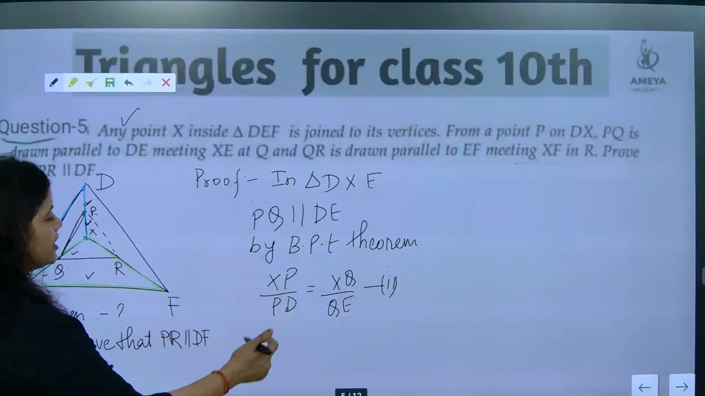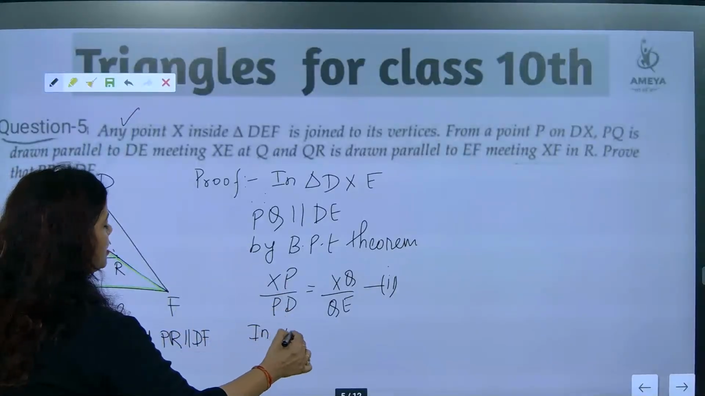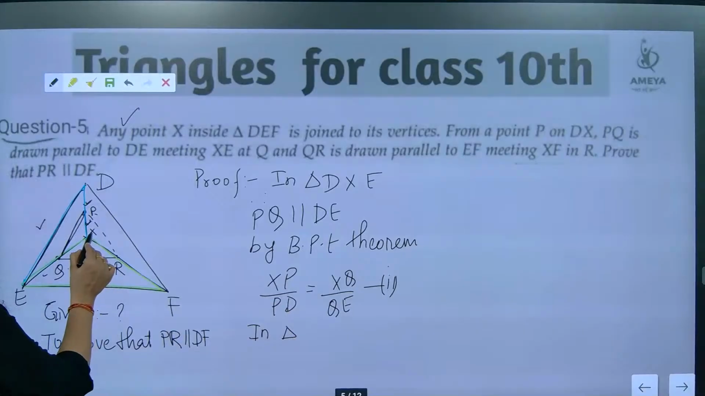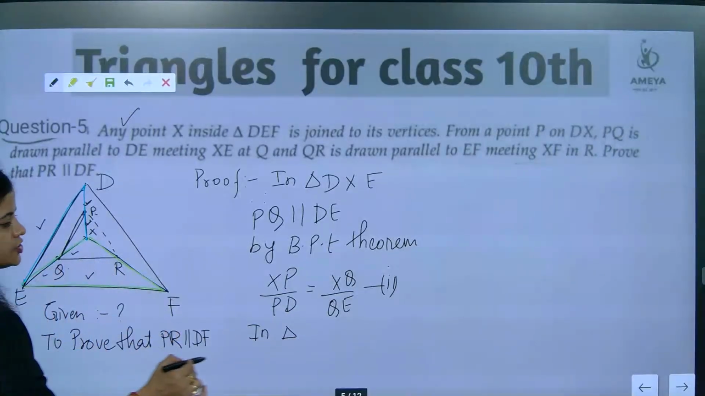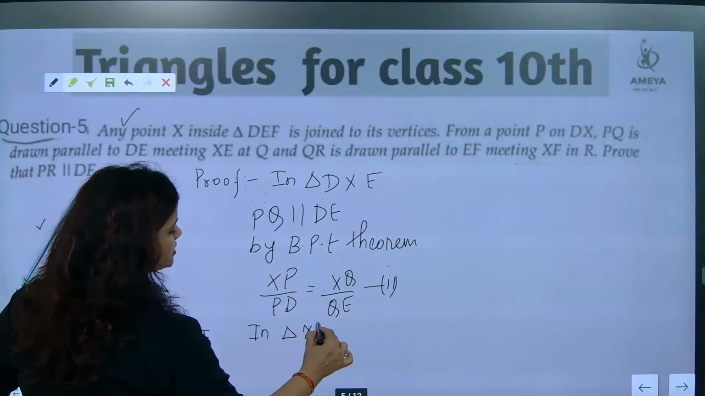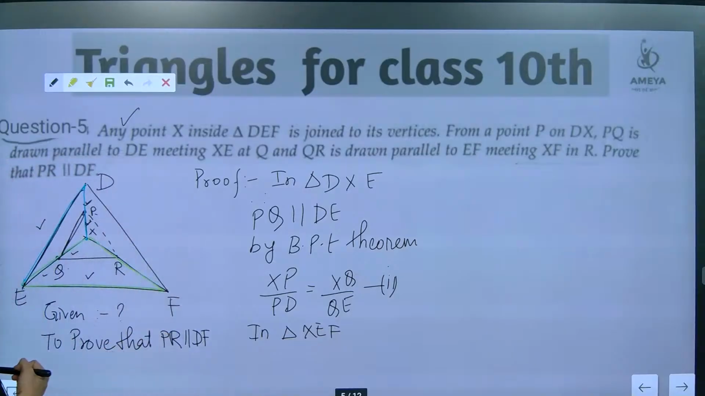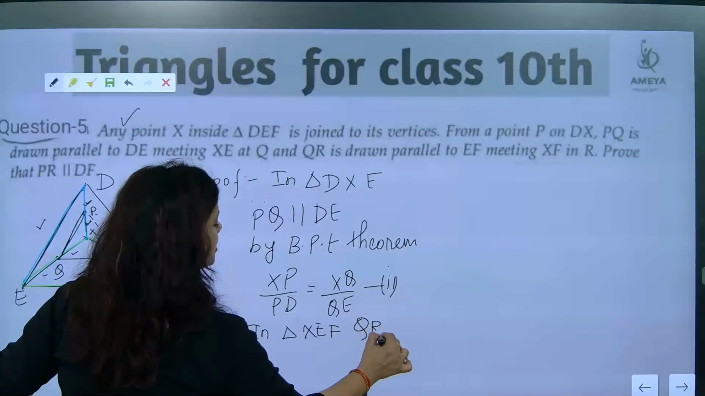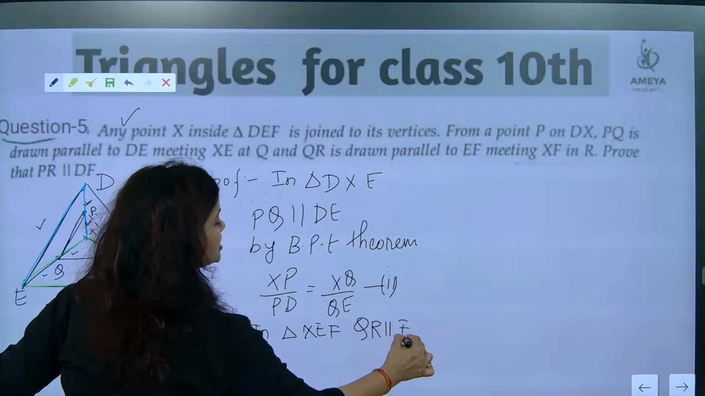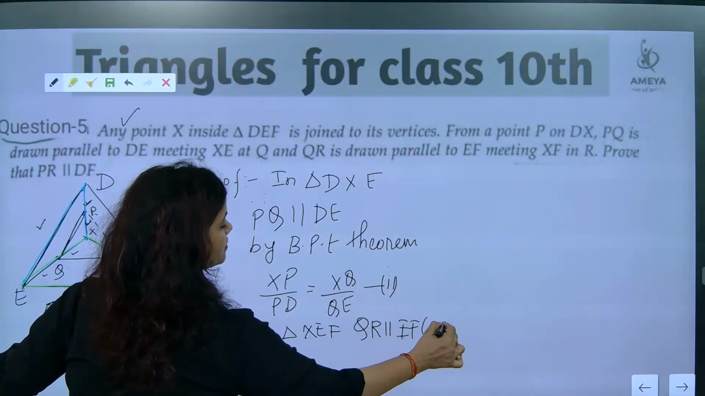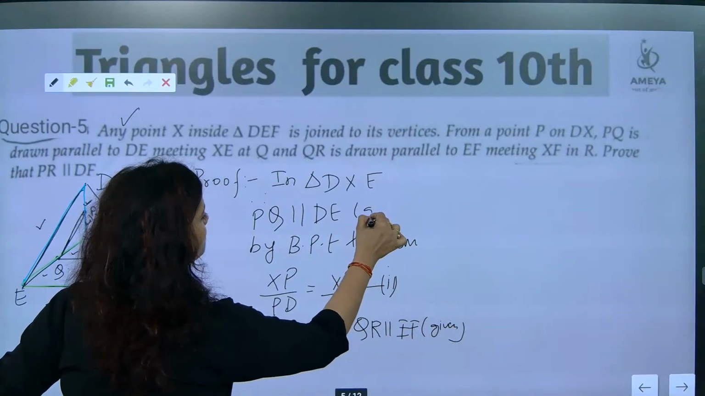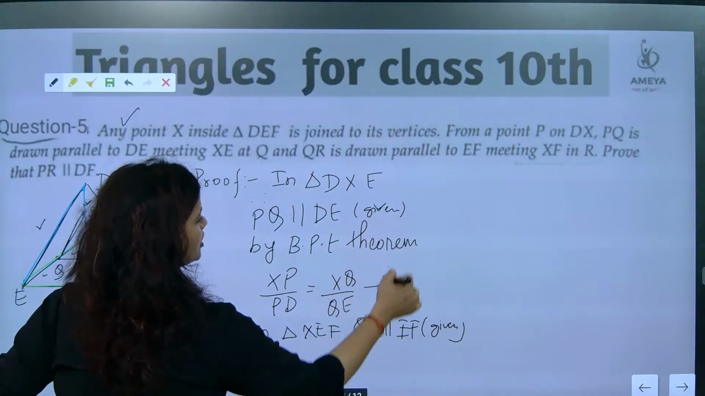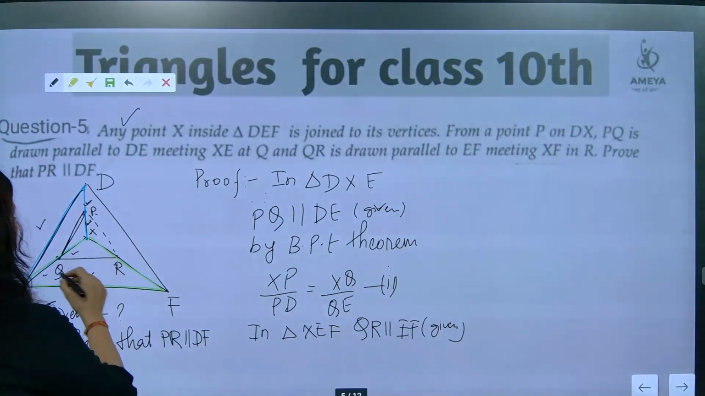Now we will take another triangle. Which is the another triangle, Vishwa? In triangle XEF. Understood? So in triangle XEF, again which theorem we are going to use? BPT theorem. What we are going to write? QR is parallel to EF. It is given, na? This is given. Here also parallel part is given. Got it?